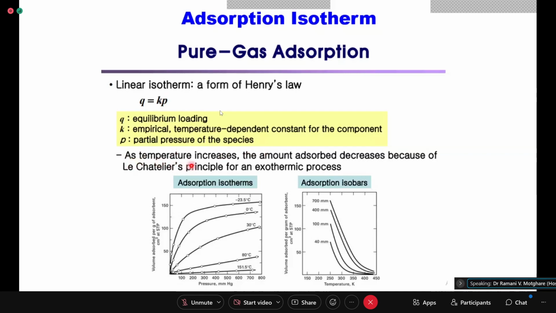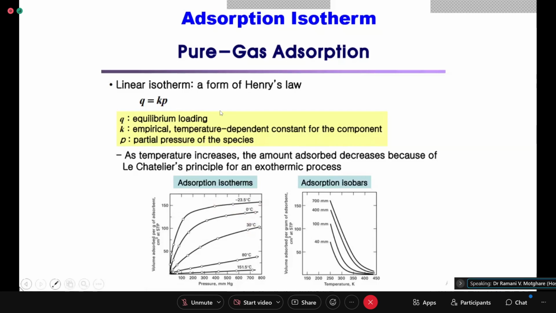As temperature increases, the amount adsorbed decreases because of Le Chatelier's principle for an exothermic process. So what you find here, the trend is something like this. When you talk about volume adsorbed per gram of adsorbent, with the increase in temperature, it keeps decreasing. Okay, so as the concentration is increasing, to a certain extent it follows first order kinetics. Then the order goes from 1 to 0, and then zero order.